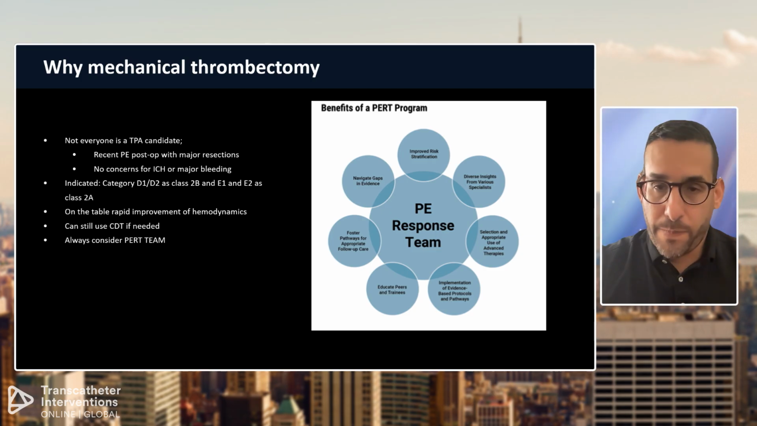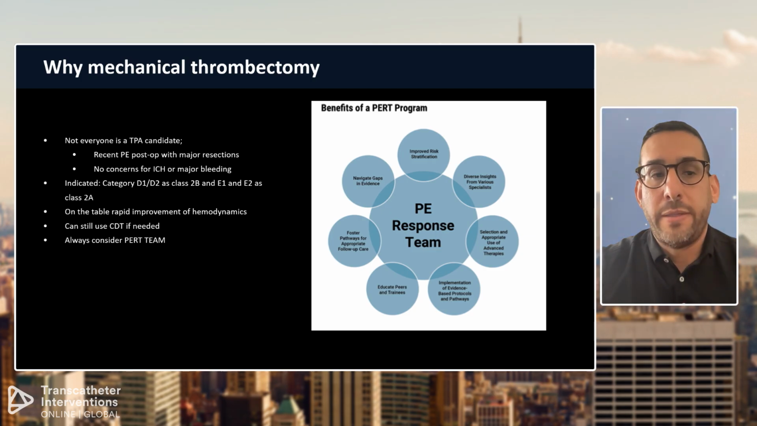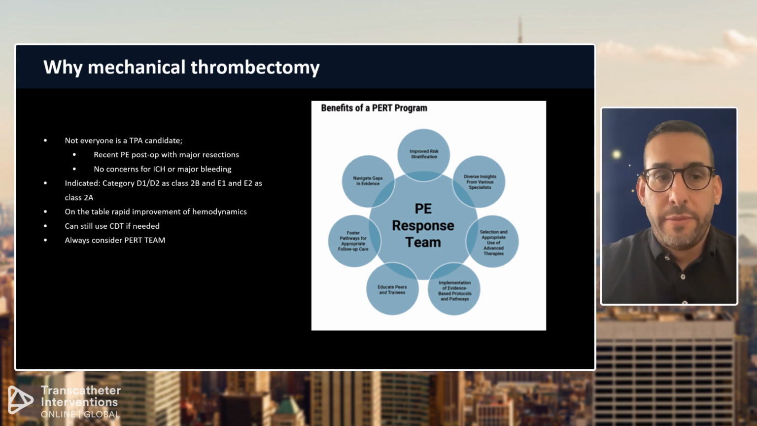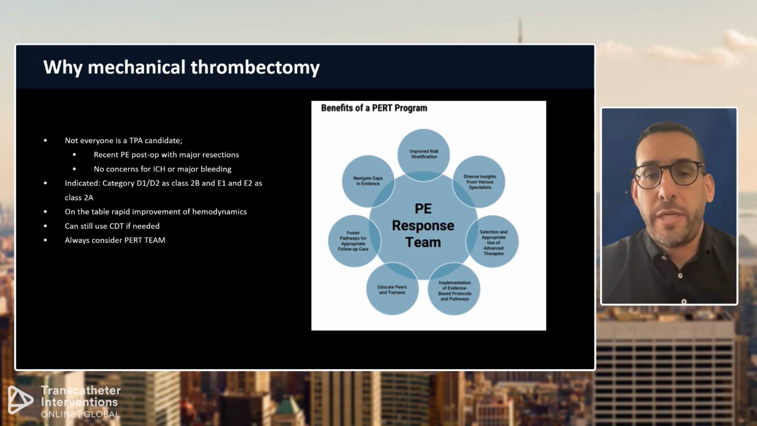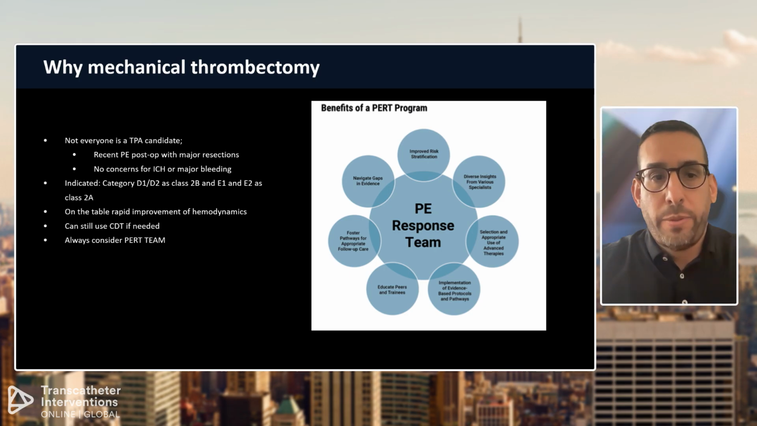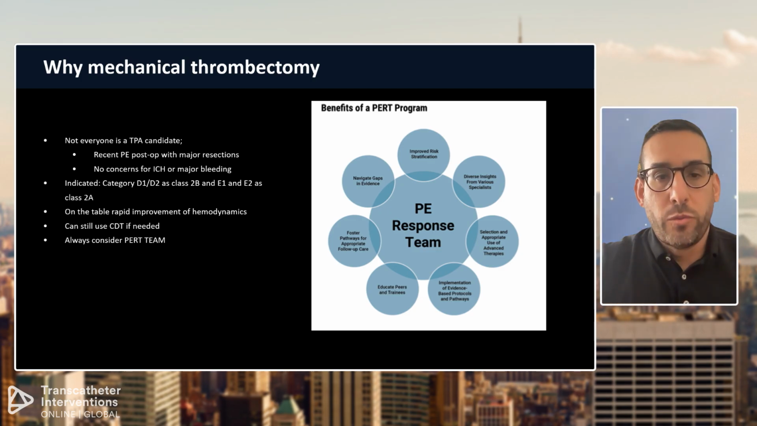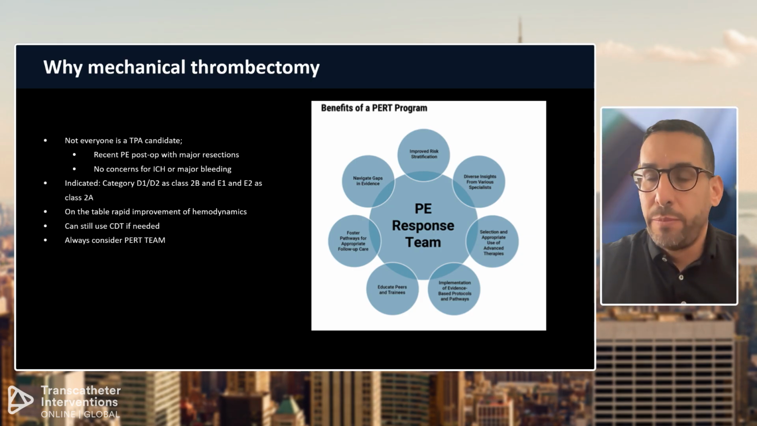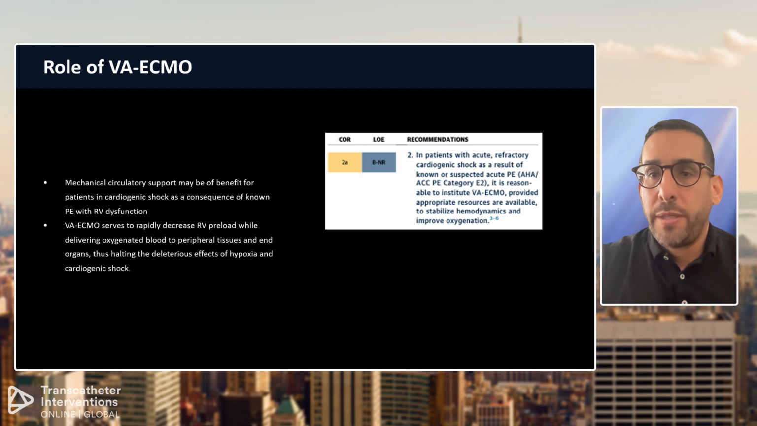Systemic thrombolytics, particularly for massive PE patients, is not always ideal and often contraindicated. It also carries the known catastrophic risks, such as intracranial hemorrhage and major bleeding for patients who are at risk. Mechanical thrombectomy is indicated now in the new classifications for PE for D1, D2, E1 and E2 patients. Our observation, also reproduced in clinical trials, is that you see rapid improvement on the table in the patient's hemodynamics. It does not eliminate your ability to use catheter-directed thrombolytics if need be. And this is becoming more and more common as PERT teams become more available.